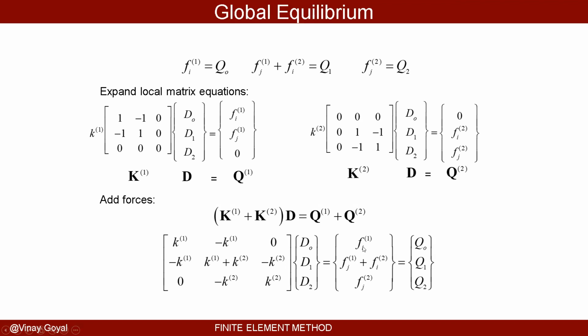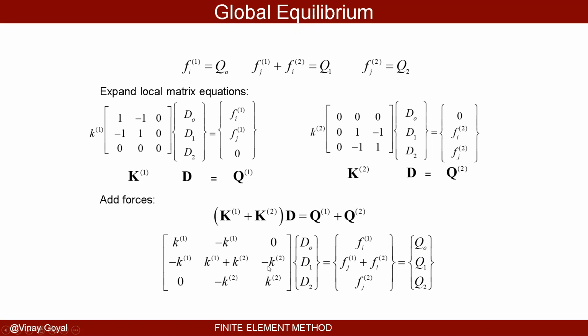That's Fi1, sure. But I already stated earlier that Fi1 for element number 1 is Q0. We derived this earlier using Newton's law. We also discussed that Fj1 plus Fi2 is Q1. And finally, Fj2 equals Q2. So I have a column Q0, Q1, and Q2. And this is the global.